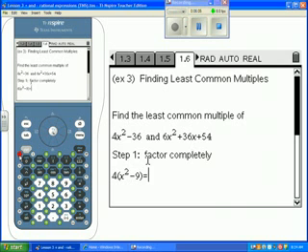Okay, so we have 4 times x squared minus 9. X squared minus 9. Look familiar? Say it again. X plus 3, x minus 3. Good, so you're going to have your 4, x plus 3, x minus 3. So that is factored completely.